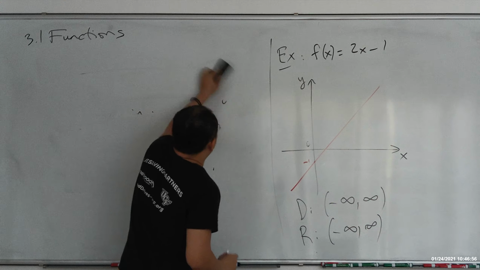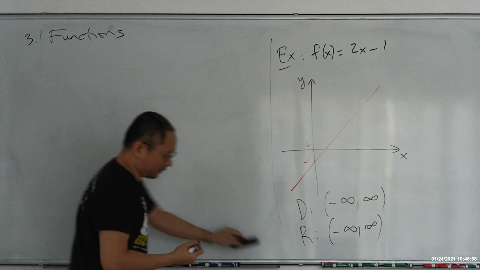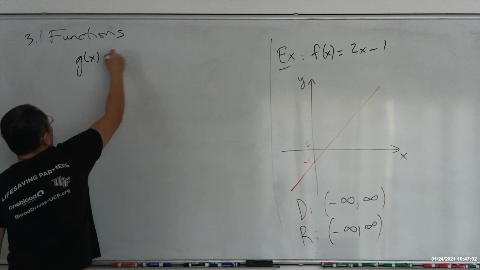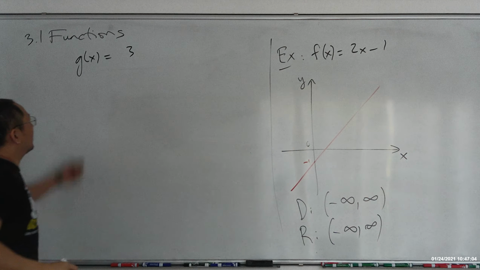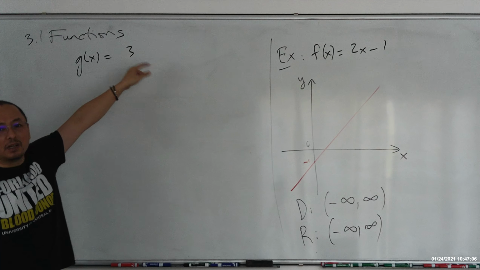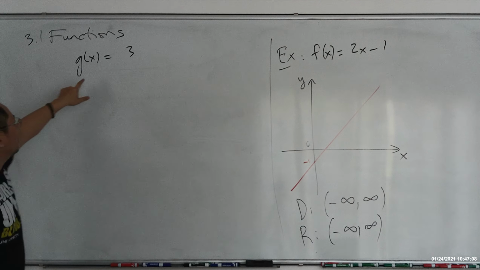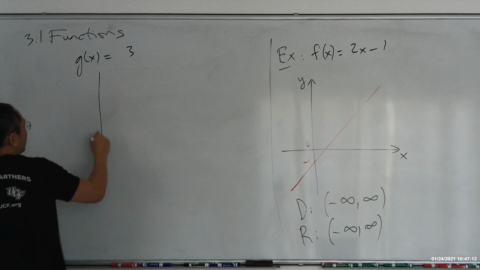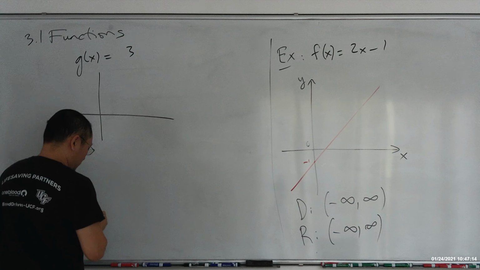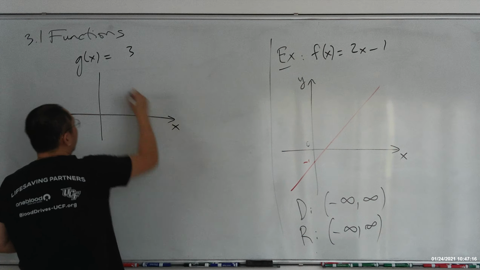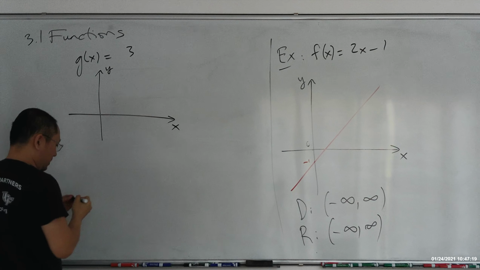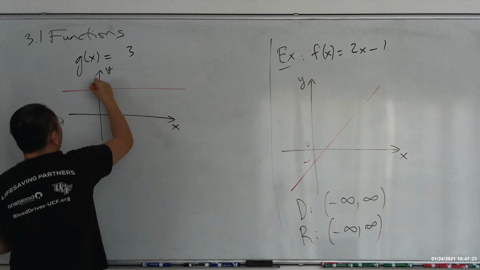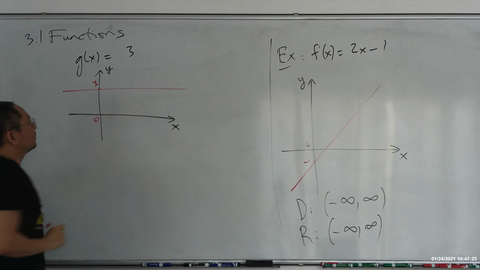How about another example? This one is still a line, a special one. How about this? g of x is equal to, say, 3. Now, this is just a line with y equal to 3. Remember what we learned last time in chapter 2? This is a horizontal line, okay? Slope is 0. And if I graph this, I have this. This is my x-axis again. This is my y-axis again. This is the line y equal to 3 right here. And this is the origin, 0.